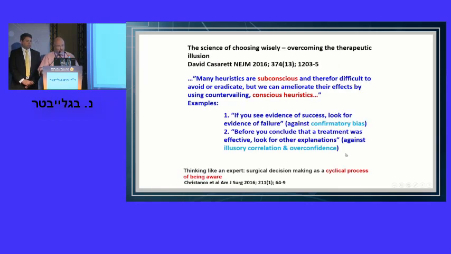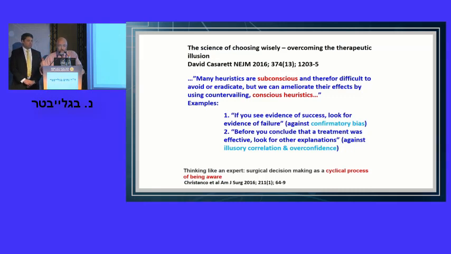Another strategy is put forward by David Casaret, New England, a couple of months ago, when he said that maybe we have to forcefully adopt what is called, quote-unquote, conscious heuristics against those subconscious heuristics which influence us so much.